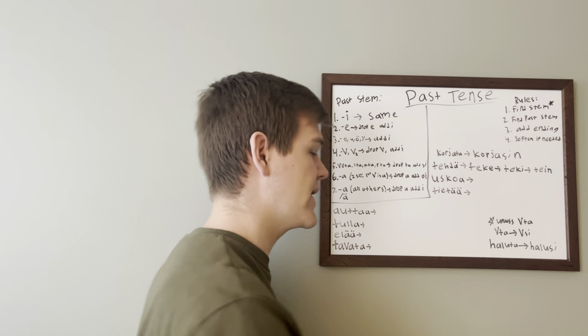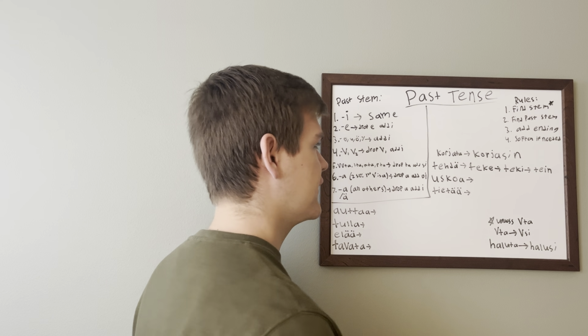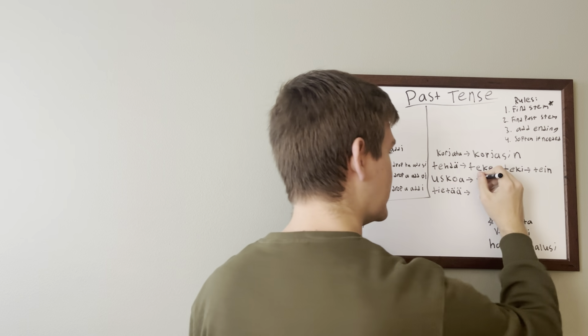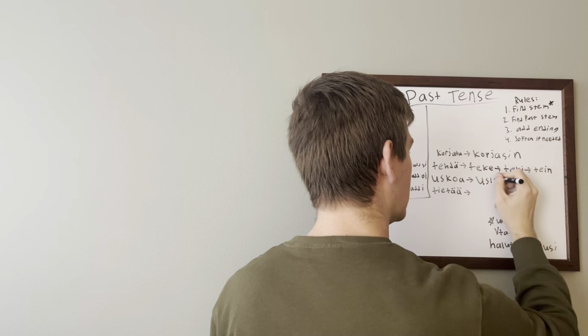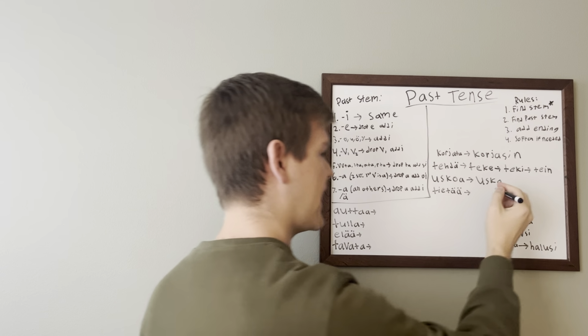Next one, uskoa is to believe. So if I want to say I believed, first step, find the stem, which is usko. Then I can put it in here. If it ends in O, we just add I.